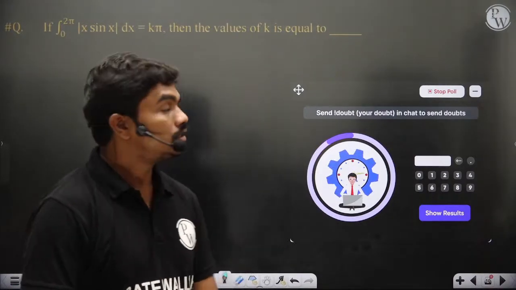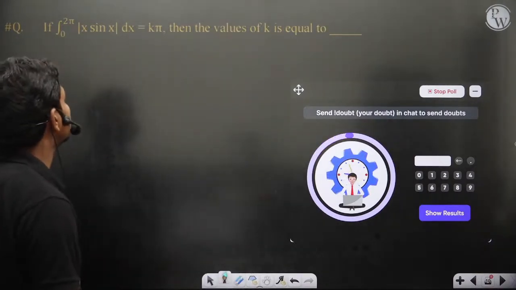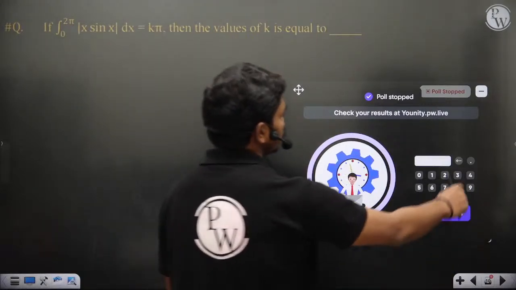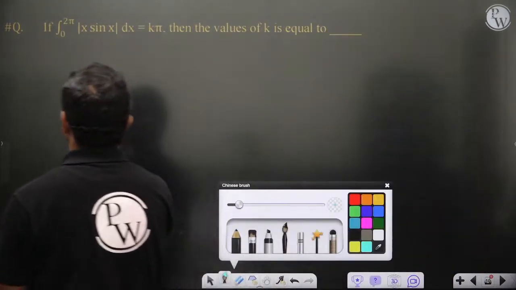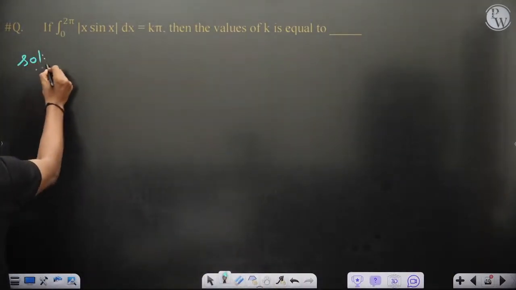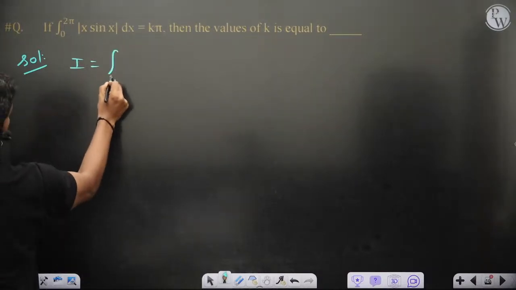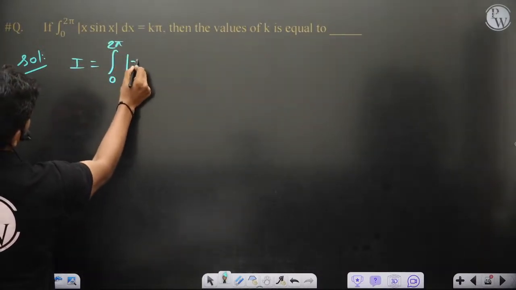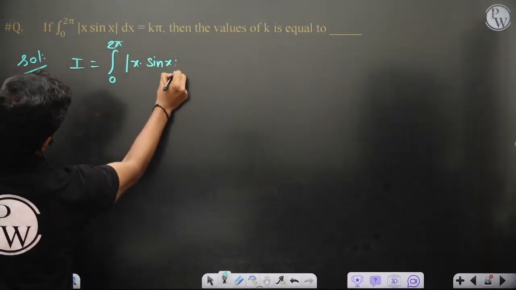So, integral 0 to 2 pi of |x sin x| dx. Okay, so let's solve this question. Solution: I is equal to integral 0 to 2 pi of |x sin x| dx.